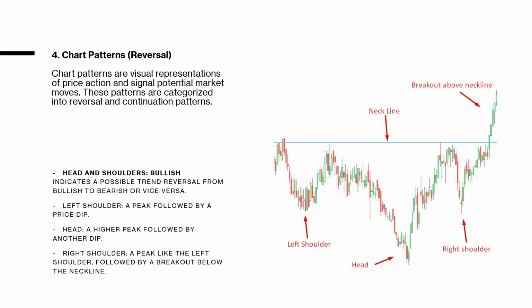The formation starts with the left shoulder, which is a low followed by a price rally. The head forms when the price creates a lower low before rallying again. The right shoulder occurs when the price forms another low, similar to the left shoulder, followed by a strong upward move. The key level to watch is the neckline, as shown on the chart.